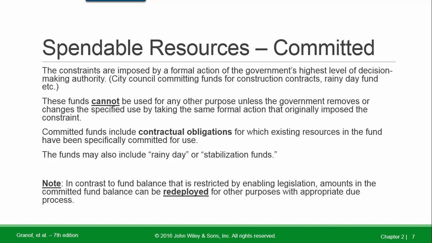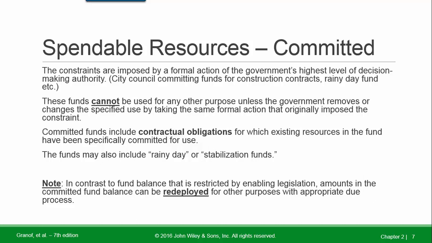Let's move down to a lower level of constraint, committed. The constraints are imposed by a formal action of the government's highest level of decision-making authority. The examples: the City Council committing funds for a construction contract, rainy day funds, etc. So this is the highest level. These are the elected officials who make this formal action. These funds cannot be used for any other purpose unless the government removes or changes the specific use by taking the same formal action that originally imposed the constraint.